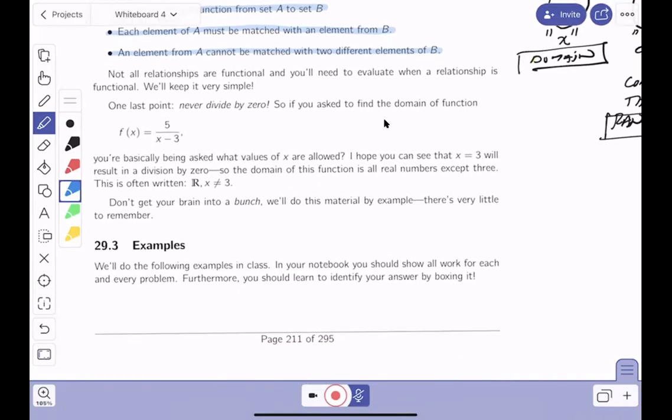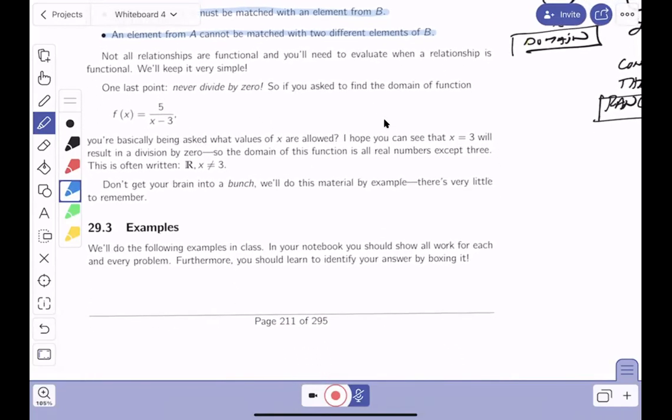All right. Not all relationships are functional. This is really important for you to get. Not all relationships are functional, and you'll be asked if they're functional. They'll give you a relationship. They'll say, is it a functional relationship? The answer is either yes or no. As we go through examples, though, we'll be looking at the conditions that need to be met, and we will describe this visually for you. We'll take very simple examples. All right. One last point.